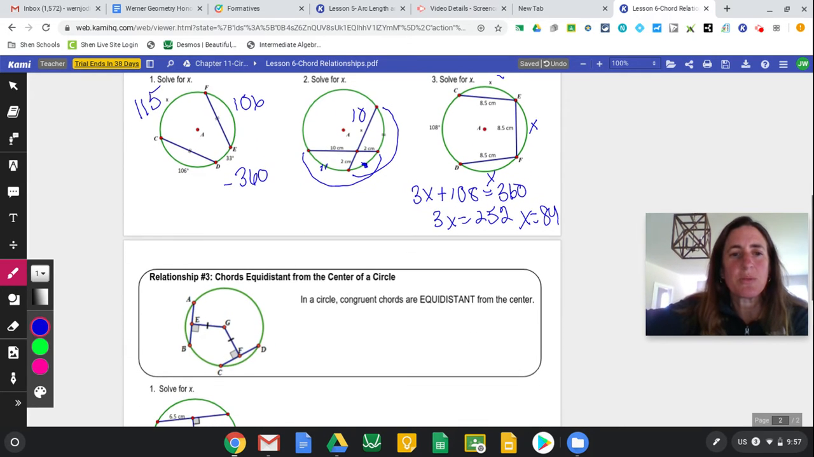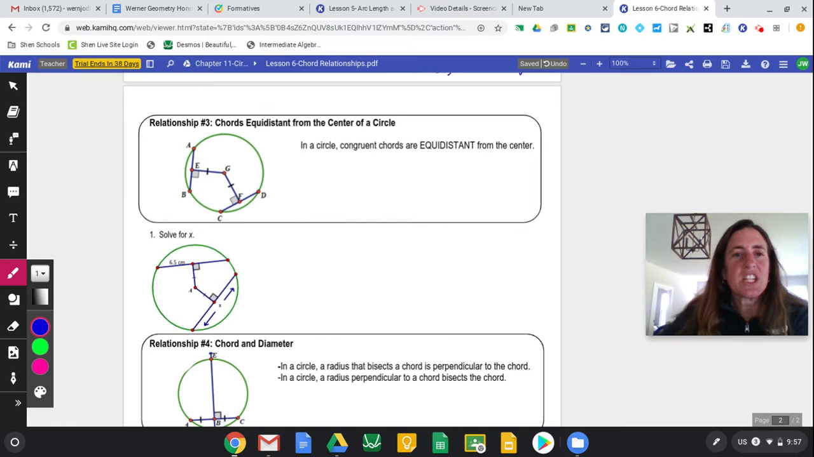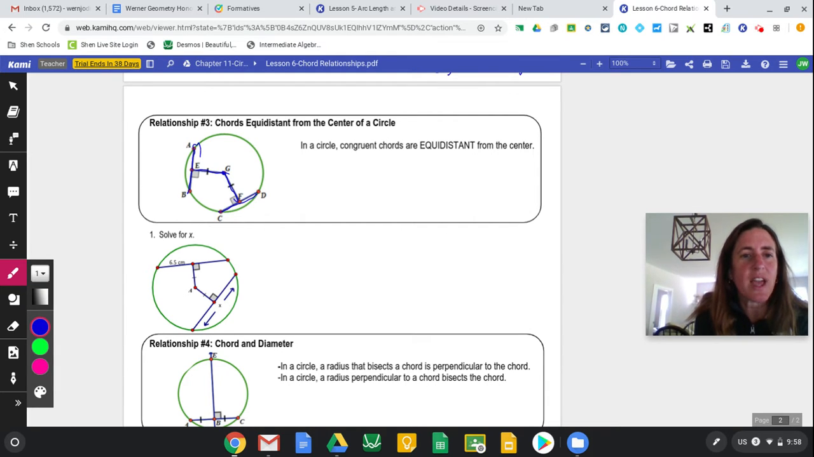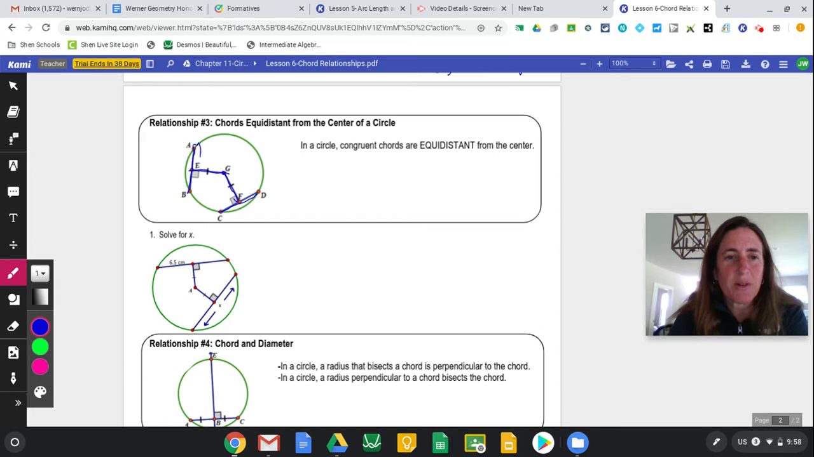That's relationship 2. Relationship 3 says, chords equidistant from the center of a circle. In a circle, congruent chords are equidistant from the center. That does make sense. So if these two chords are congruent, then the distance from the center out to them also has to be congruent.